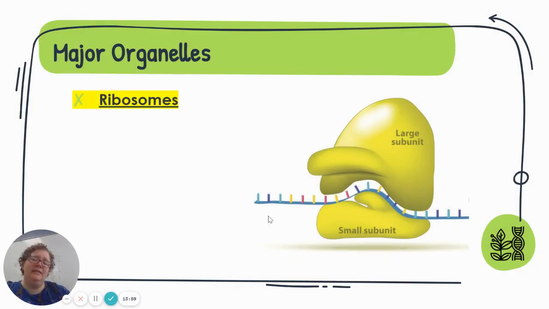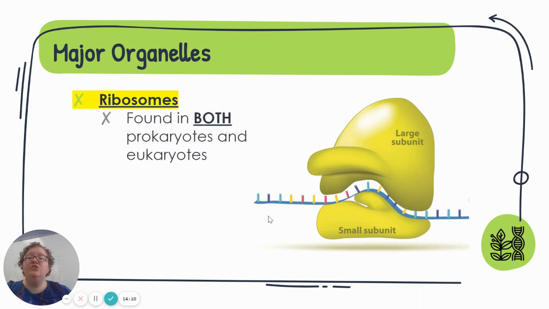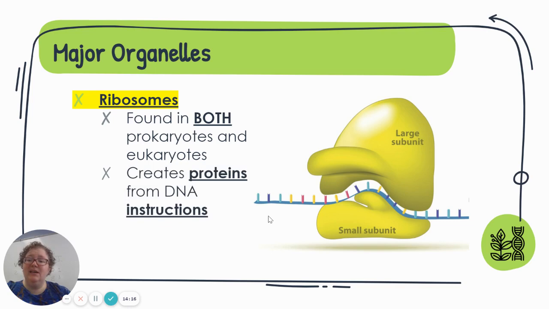So the ribosome is not technically an organelle because bacteria do have ribosomes, right? So this is not technically an organelle, but it's still a super important cell part. So again, it's found in both prokaryotes and eukaryotes. All cells have to have ribosomes because the job of a ribosome is to make proteins from the DNA instructions. Without a ribosome, that DNA doesn't really have a purpose. So all cells need to have ribosomes.